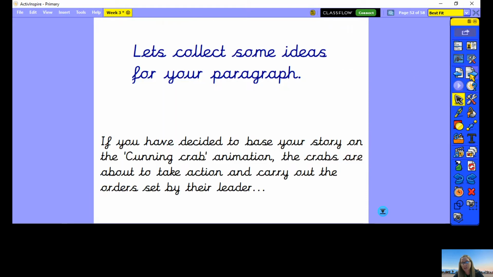Okay, so we're going to just collect ideas for your paragraphs now. If you've decided to base your story on the cunning crab animation, the crabs are about to take action and carry out the orders that have been set by their leader. So have your plans in front of you in case you want to add some of these ideas onto your plans. If you've chosen to use the helper sheet today, then you might want that out in front of you as well, because you can add some ideas onto the helper sheet to get you started with your writing.